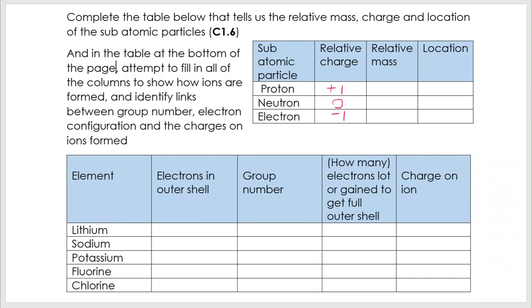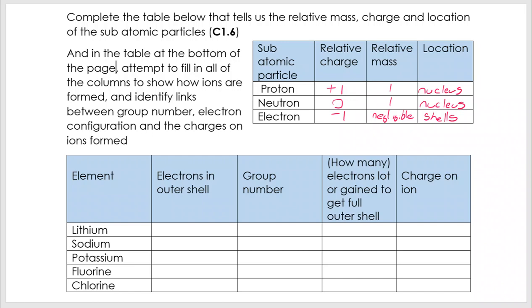You need to know the relative mass of the proton and neutron are equal, and we give that a value 1. And the electron is negligible in comparison. It's around 2,000 times smaller. We then have got to remember protons and neutrons are found in the nucleus, but the electrons are found in shells around the nucleus.